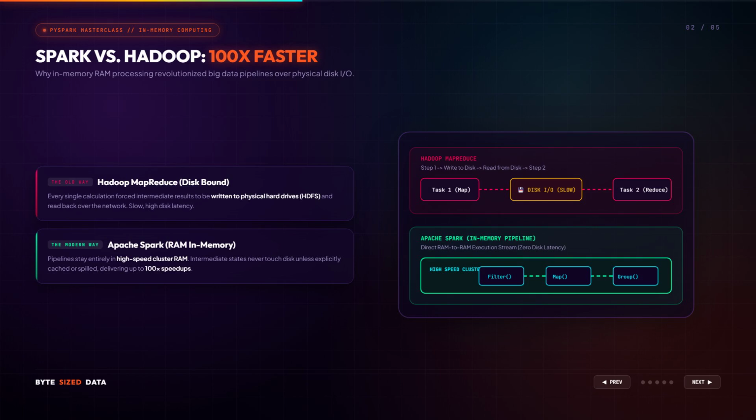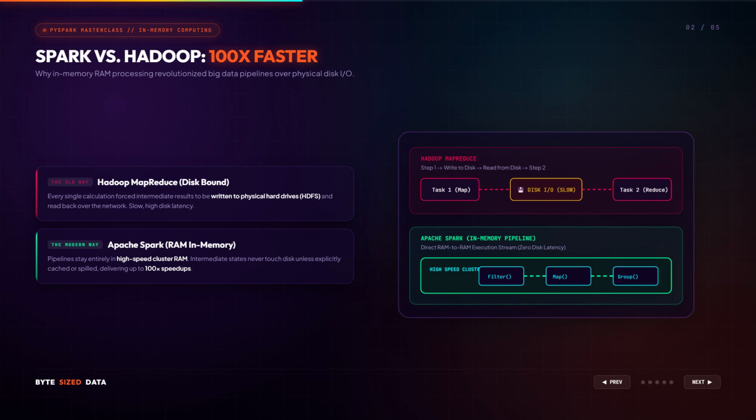To understand why Spark dominates the industry, we have to look at what came before it, Hadoop MapReduce. Look at the top half of our diagram. In Hadoop, every single step in your data pipeline had to physically write intermediate data to a spinning hard drive and read it back over the network. It worked, but physical disk I/O was painfully slow.